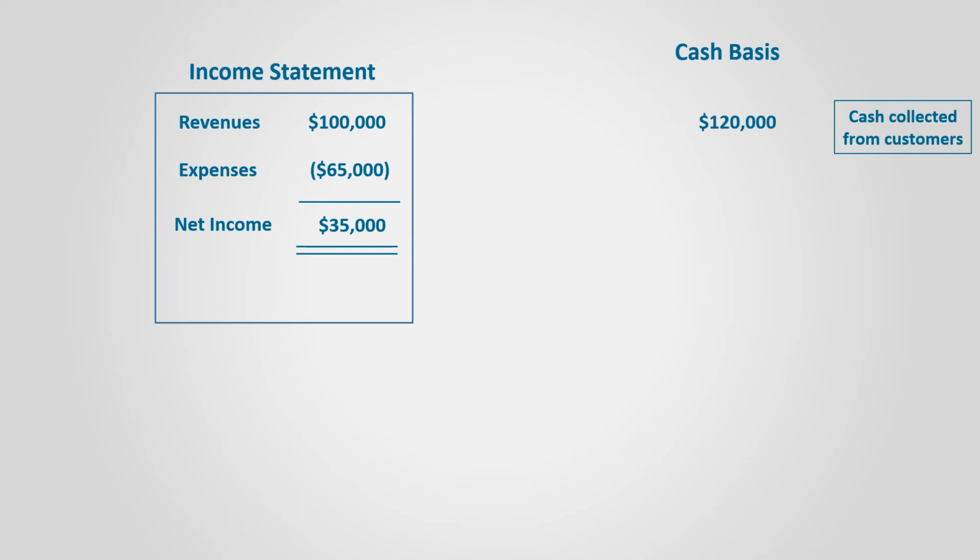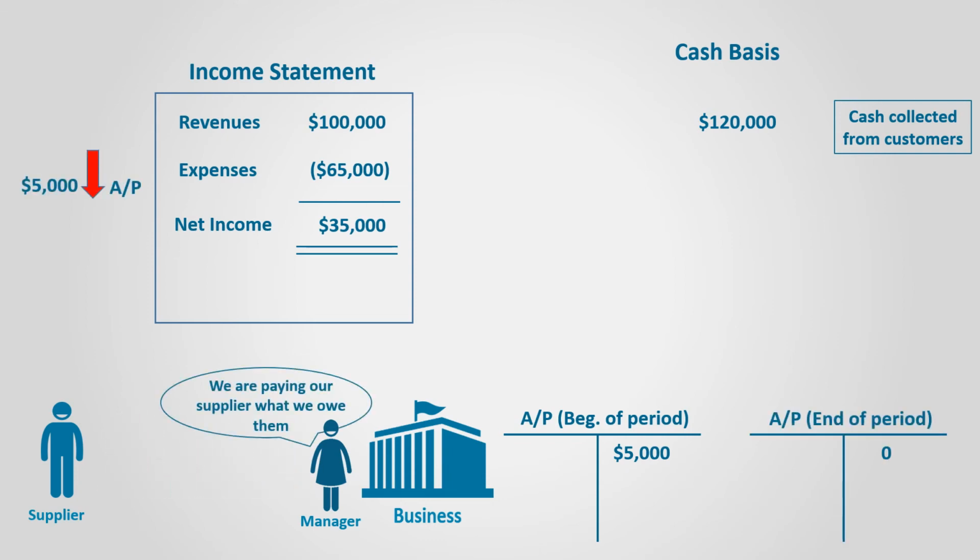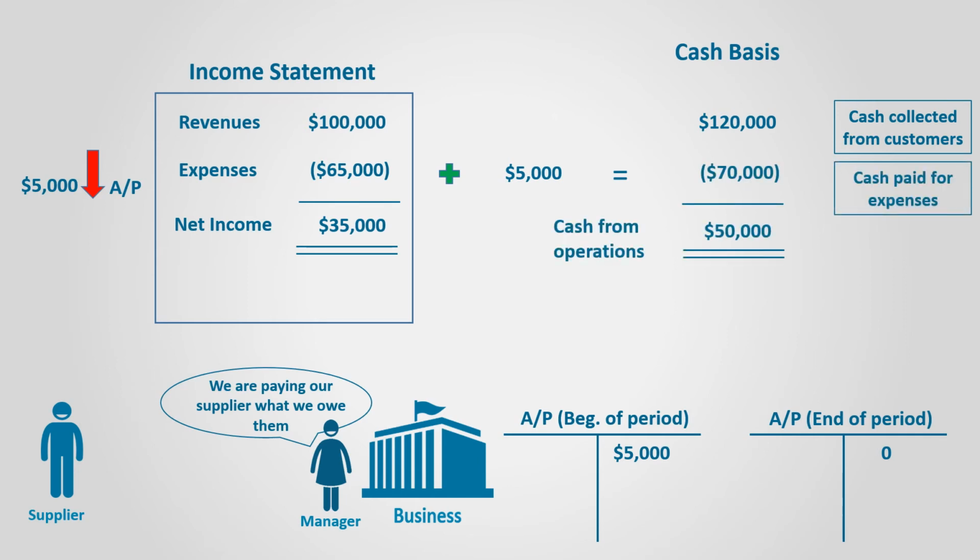Now let's test the assumption that all expenses are paid in cash. We found that the accounts payable had a beginning balance of $5,000 and at the end of the period had a zero balance as the company paid what it owed. Accordingly, in addition to the $65,000 expenses, the company had paid an additional $5,000. So the total cash disbursement would be $70,000, the $65,000 plus the additional $5,000. Hence, cash from operations would be $120,000 minus $70,000, which is equal to $50,000.